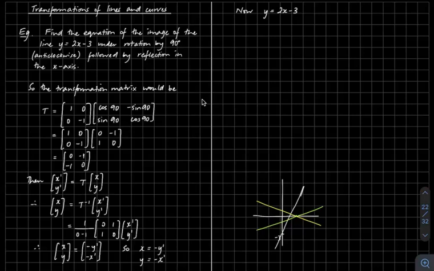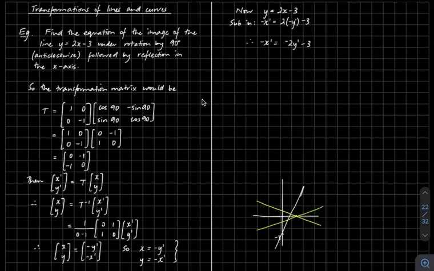So all I'm going to do is sub in these statements down here where x is equal to the negative of y dash and y is equal to the negative of x dash. So where I have y, I'm going to replace it with negative x dash, and where I have x, I'm going to replace it with negative y dash. Alright, so what do I get? Negative x dash equals negative 2 times y dash minus 3.